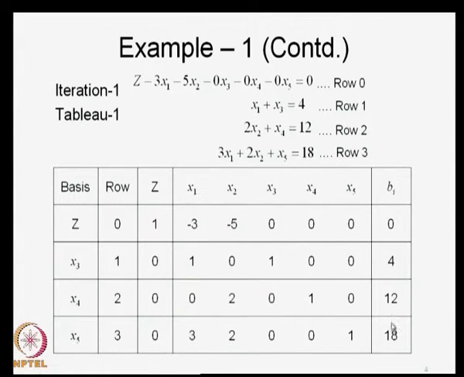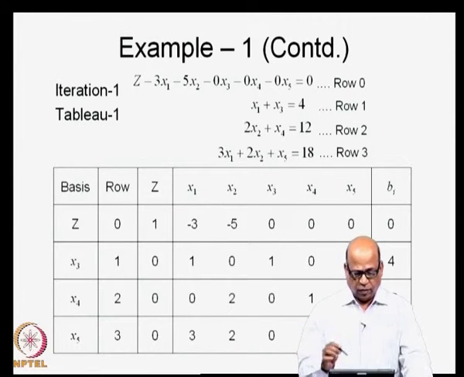The bi here is the right hand side value of each of the constraints or each of the equations here. So, for row 0 the bi is 0, for row 1 bi is 4, this is 12 and this is 18. So, this is how you write a tableau, and in fact, this is how you start the iterations. This is the first iteration and the first tableau is written like this.